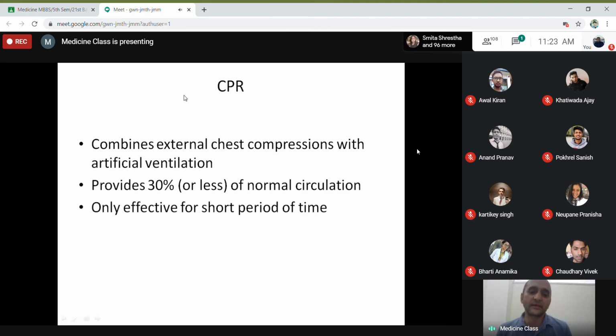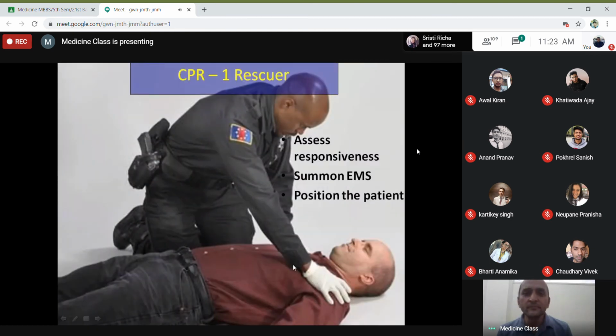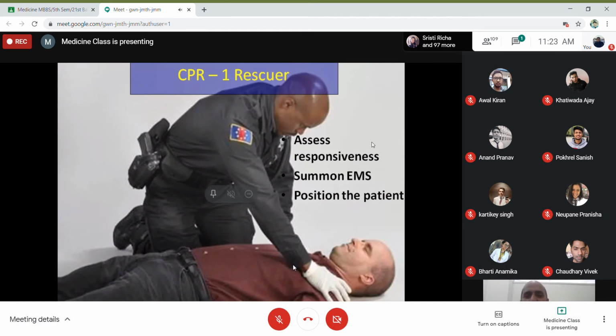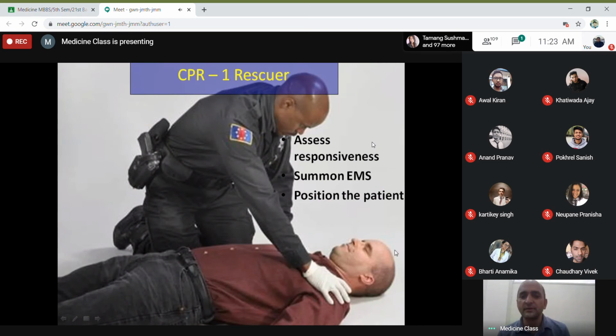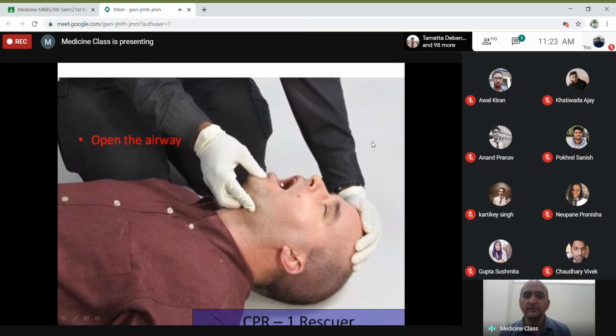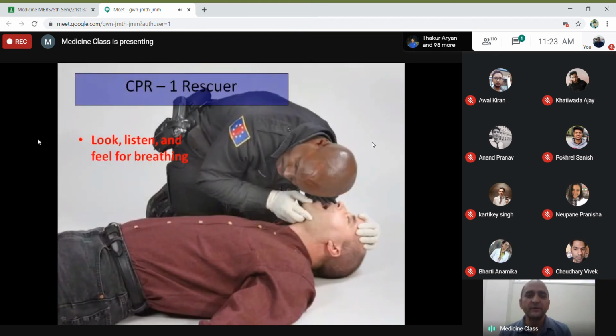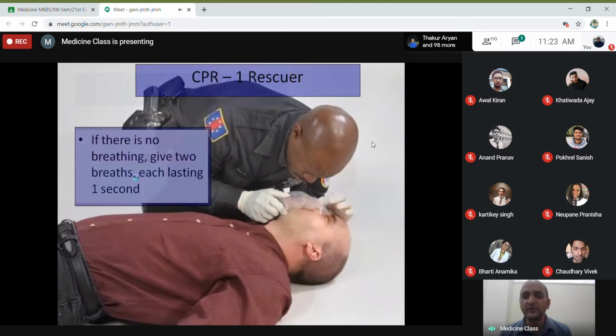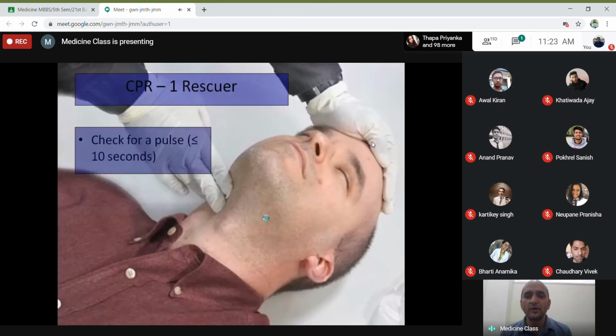No. So there is a cycle. You may go to 3 cycles, 5 cycles. After a certain period, if you can establish cardiac activity, then you can stop. So this is if you are alone: first of all you recognize the patient, keep the patient in the proper position, and start the CPR. Open the airway, look at the airway, listen and feel for breathing. If there is no breathing, give two breaths, each lasting 1 second.